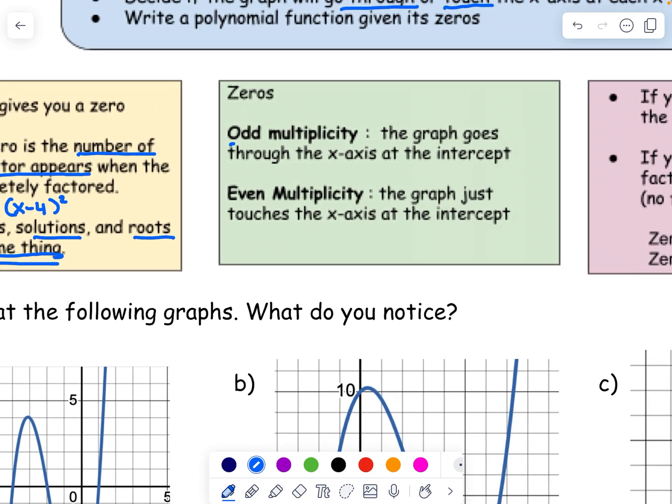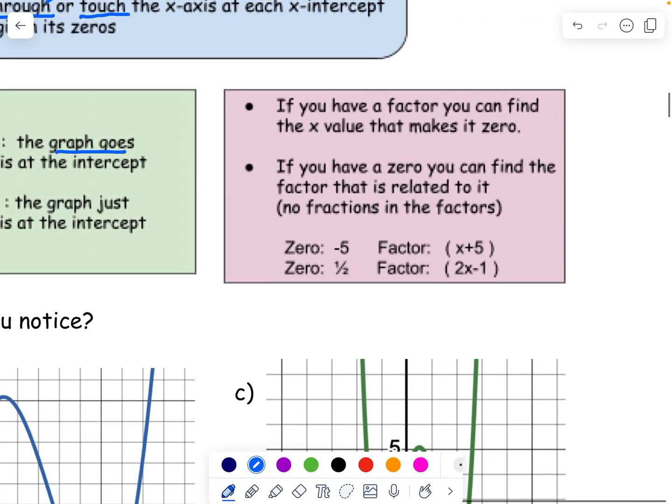Multiplicity is important because if we know something has odd multiplicity, we know that it goes through or crosses the x-intercept or the x-axis. And we know if it's even multiplicity, it's just going to touch the x-axis, okay? So touch versus cross. All right.